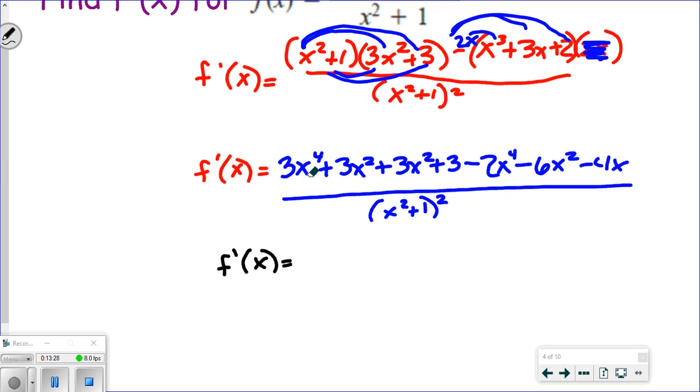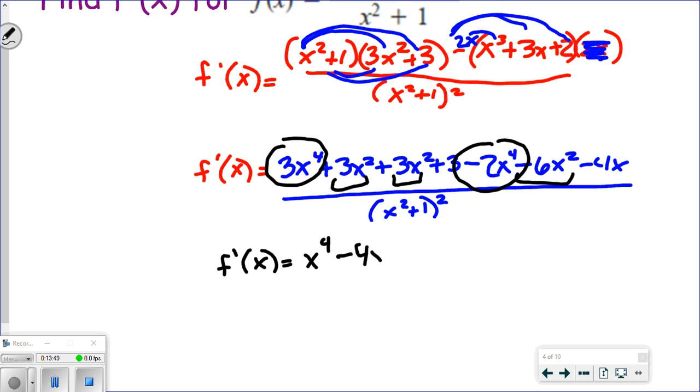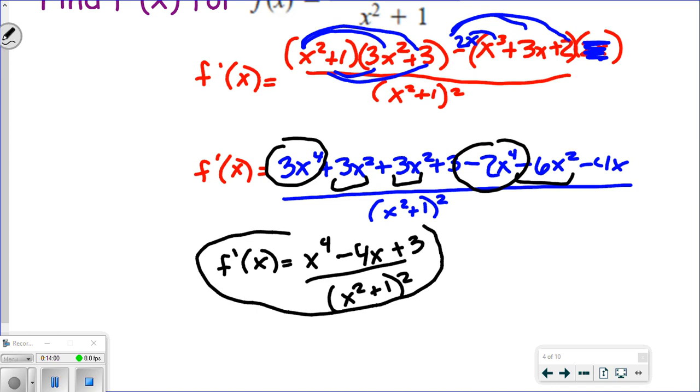So we know the derivative is the 3x to the 4th minus 2x to the 4th simplifies to 1x to the 4th. We don't have any cubes, but we do have 3x squared plus 3x squared minus 6x squared, so they all cancel. We have negative 4x and positive 3, and we have x squared plus 1 squared. And that's our derivative using the quotient rule.